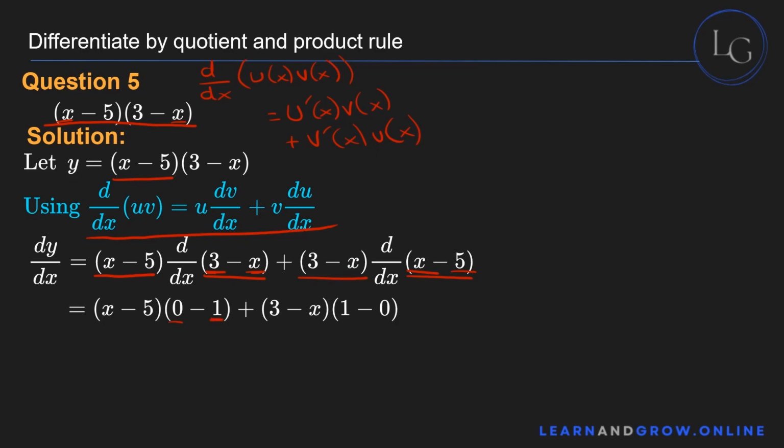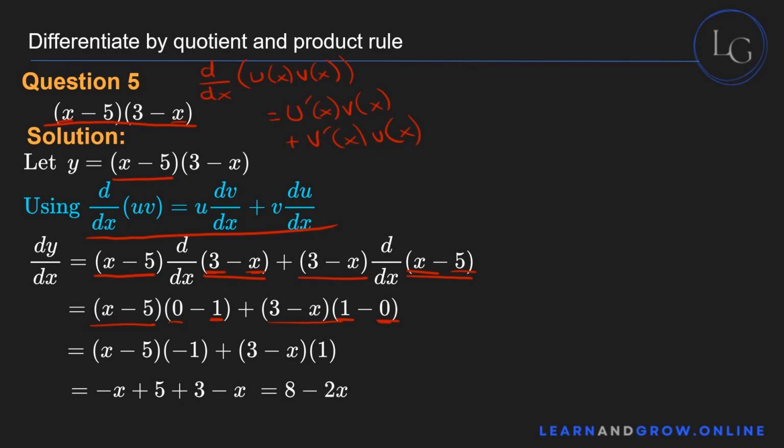And the same goes for here. The derivative of x with respect to x is 1, and the derivative of 5 with respect to x is 0. And the rest remains as it is. Yep. And so upon calculation, this is the final answer that you get. You can also take 2 common over here if you want.